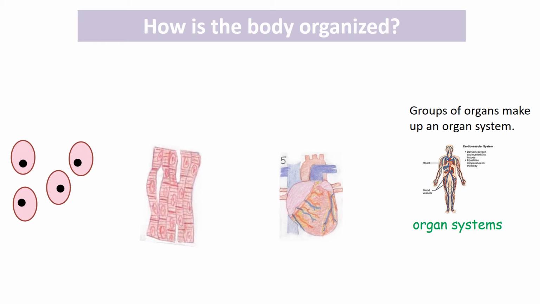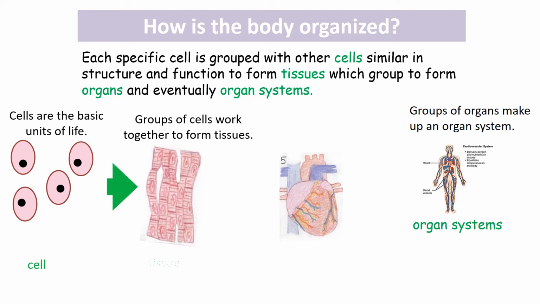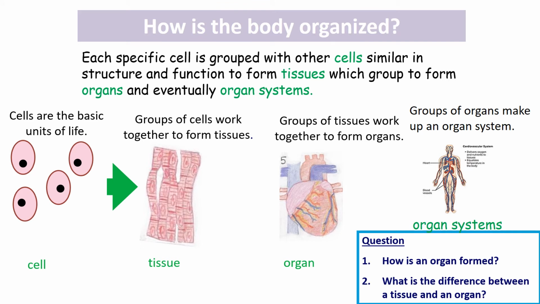Okay, so how is the body organised? So at the start we have cells. Cells are the basic units of life that can exist by itself. You have single-celled animals such as amoeba and protozoa, and we have single-celled plants such as algae. However, in multicellular organisms, groups of cells work together to form tissues. Groups of tissues can work together to form organs. And then groups of organs make up an organ system, which is responsible for carrying out a life process.